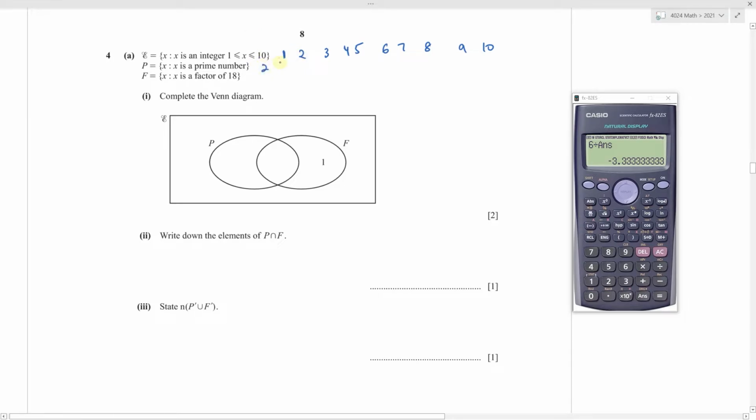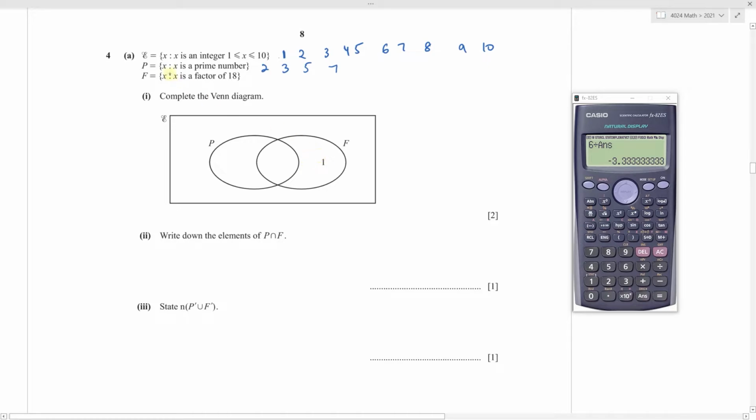2 is a prime number because 2 has two factors and both are different. One of them is 1, the other is 2 itself. 3 is also a prime number because it has 1 and 3 as its factors. 4 is not. 5 is a prime number. And then 6 is not. 7 is also a prime number. 8, 9, 10 are not. And then you can see here 1 is given already, and it is not part of this set P, which is the set of prime numbers.